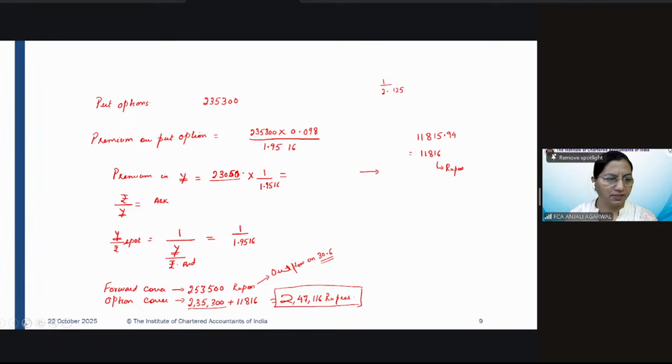2.125. This is the exchange rate. This is the rate that is coming for the rupee, so you are going to sell rupee for 0.470506. If the price of the rupee is greater than 0.4706, you will let the option lapse. Option is not a compulsion for you to exercise.